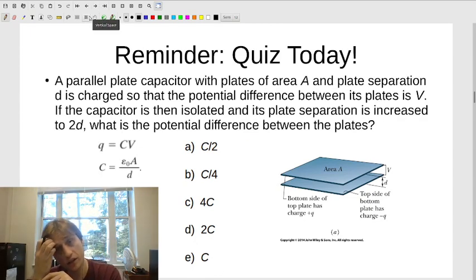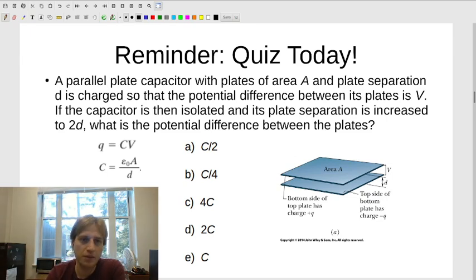Now here's a little, let's think again. This is similar to a problem I showed you a couple days ago. It says a parallel plate capacitor with plates of area A and plate separation D is charged so that the potential difference between its plates is V. If the capacitor is then isolated and its plate separation is increased to 2D, what is the potential difference between the plates?